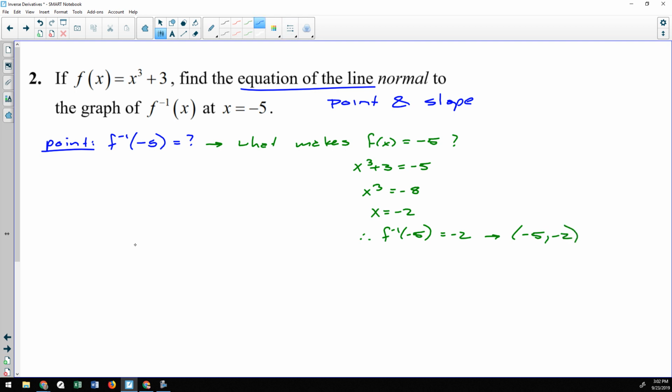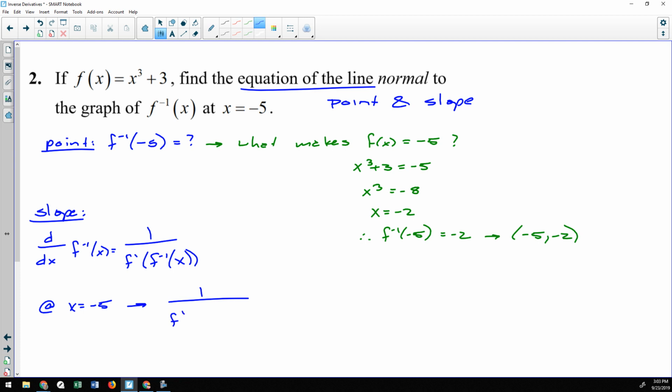Now I need to get my slope. And the slope is going to be that formula. It's the derivative of the inverse, which is 1 over f prime of f inverse of x. That's my general formula. And then at x equals -5, we need to evaluate 1 over f prime of f inverse of -5. And we've already figured out what f inverse of -5 is. That's -2. So that's going to be 1 over f prime of -2.